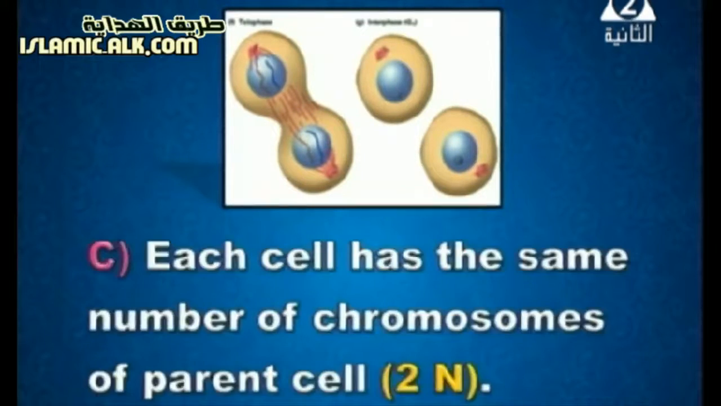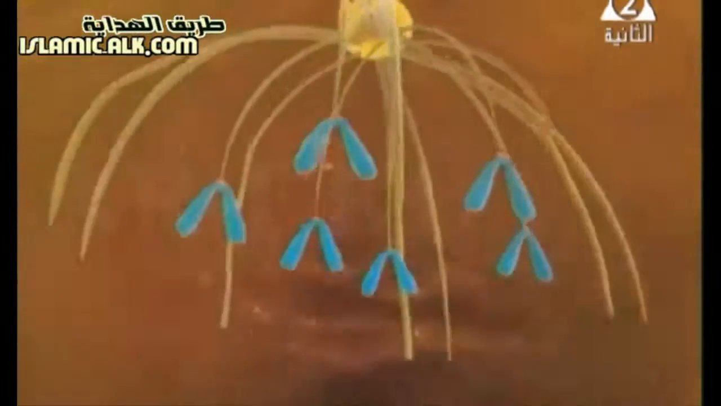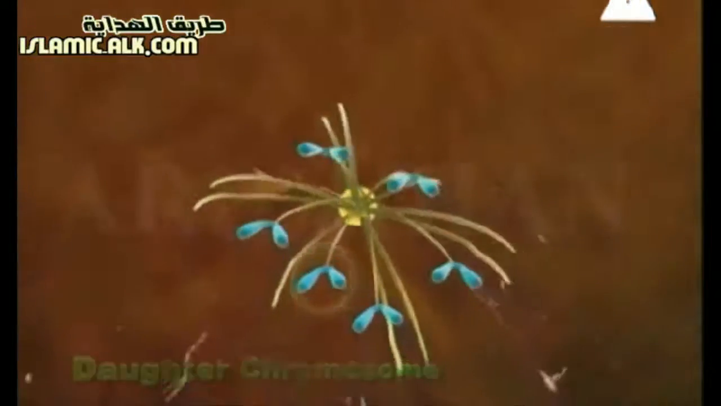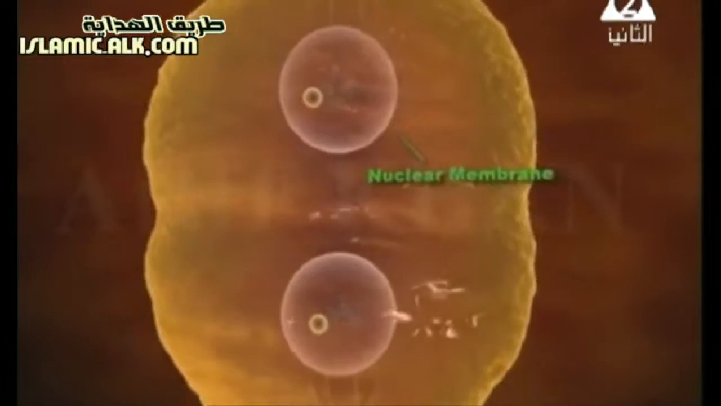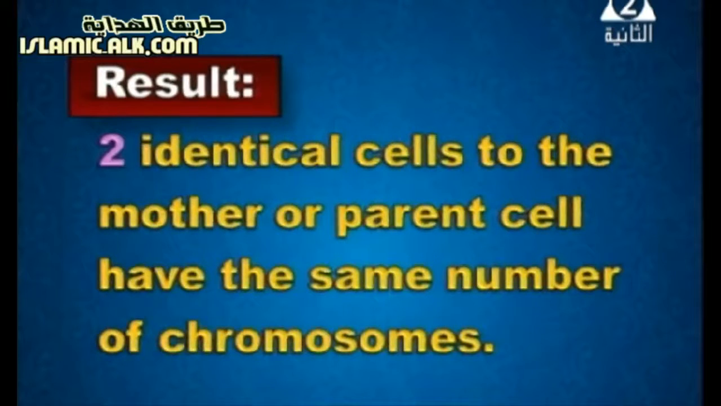Each cell has the same number of chromosomes as the parent cell, 2n. In this stage, each cell has its own nucleus, and the cell is divided into two cells. Two identical cells have the same number of chromosomes as the parent cell. What are the results of this division? The result of this division is the presence of two cells identical to the mother or parent cell, having the same number of chromosomes.